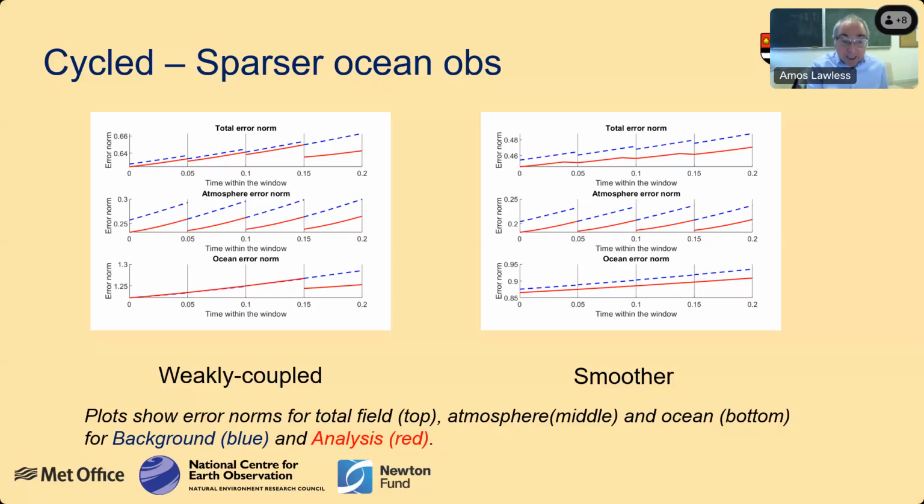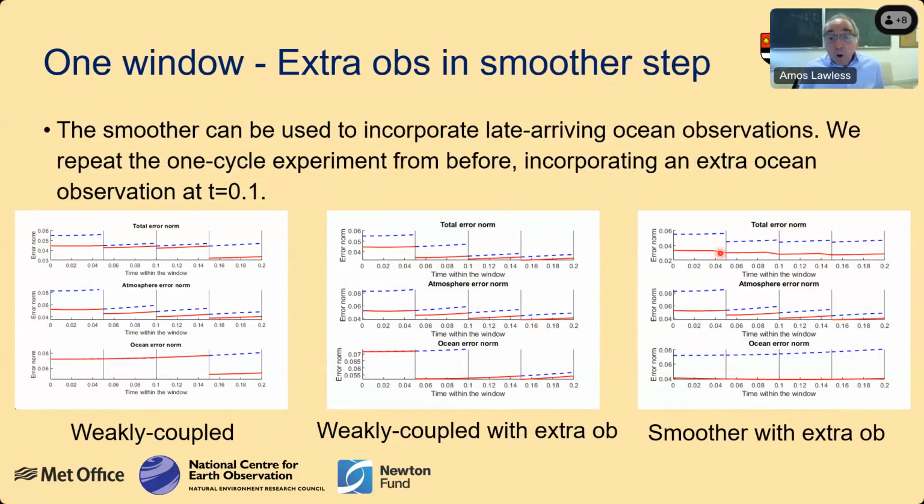One important aspect of this is that when we do the smoother step, we can actually use this to incorporate later arriving observations. So suppose we're doing this weakly coupled system running through these short windows, but by the time we get to the end here, a new observation has arrived at time t equals 0.1. Instead of running the whole weakly coupled system together again, we can incorporate that observation just into the smoother step. And that's what we're doing here.